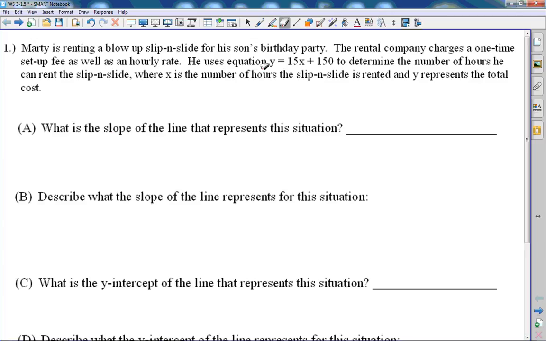He uses the equation y equals 15x plus 150 to determine the number of hours he can rent the slip and slide, where x is the number of hours that the slip and slide is rented and y is the total cost. Well, the first thing says, what is the slope of the line?